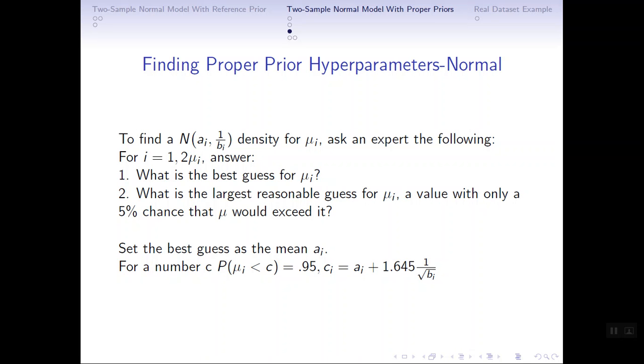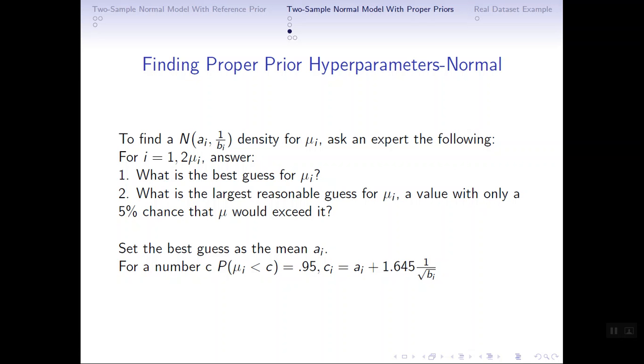Okay, and we also want to find the hyperparameters for the normal distribution, and to do that, we have to ask an expert the following. So for A and B, and for each sample, we want to have them answer what's the best guess for mu. And given that information, what's the largest reasonable guess for that mu? So a value that only has a 5% chance that mu would exceed it. So like the 95th percentile of mu.